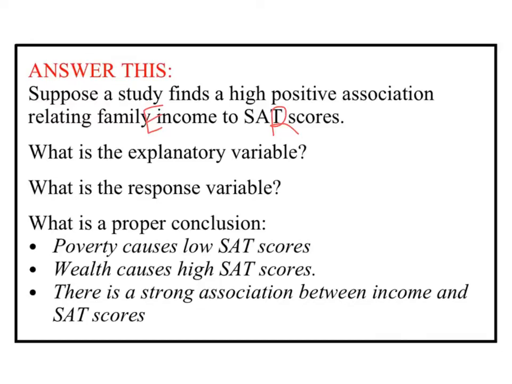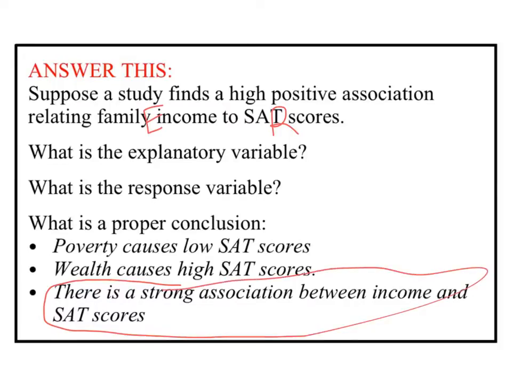What is the proper conclusion? That poverty causes low SAT scores, that wealth causes high SAT scores, or that there's a strong association? It is this last one. This is the only proper conclusion here. A graph looking good, something looking linear, does not mean the explanatory causes the response.